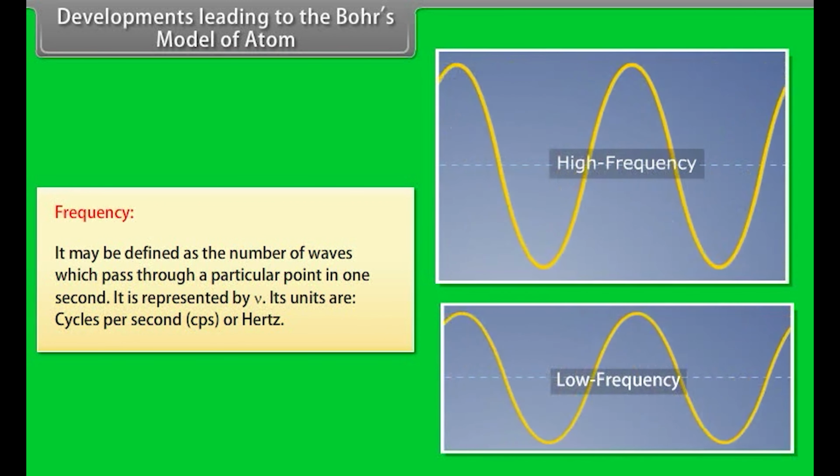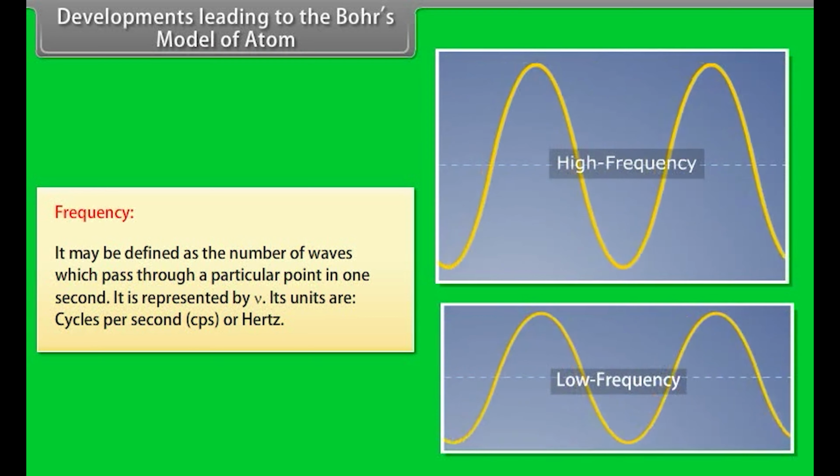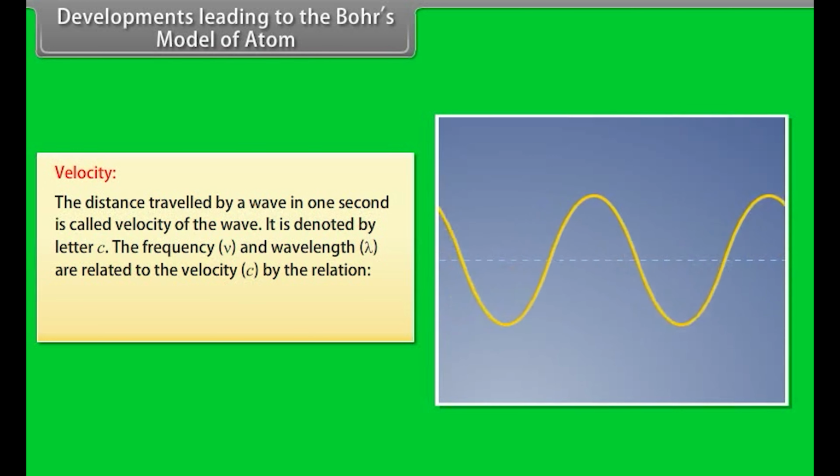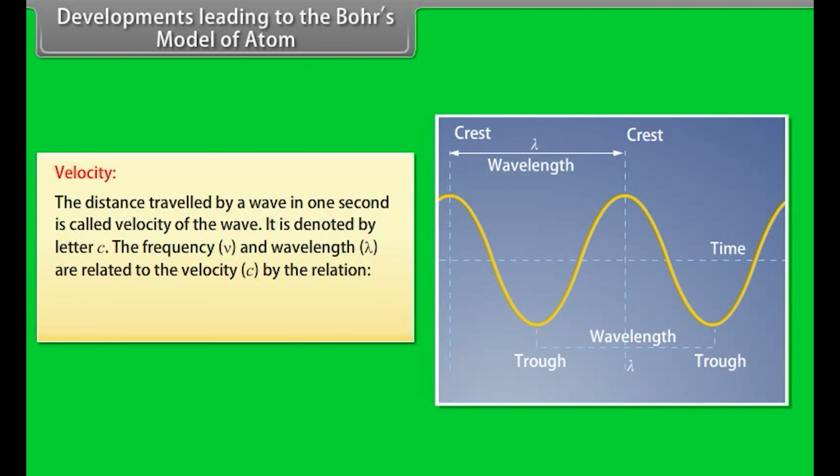It is represented by mu. Its units are cycles per second or hertz. Velocity: the distance travelled by a wave in 1 second is called velocity of the wave. It is denoted by letter c. The frequency and wavelength are related to the velocity c by the relation c = mu × lambda. Its unit is meter per second.